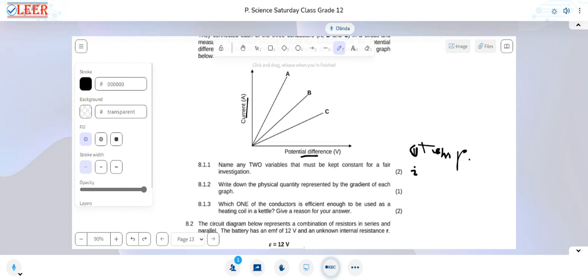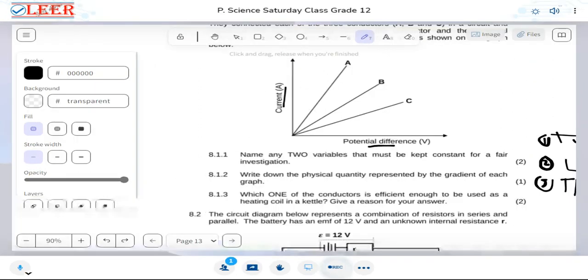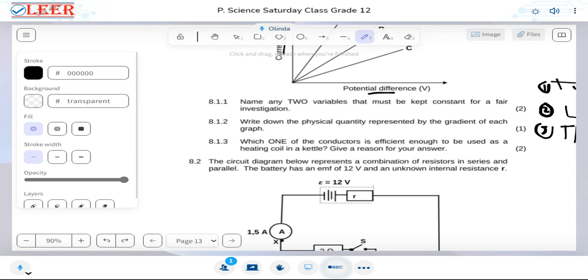The second variable that must be kept consistent is the length of the conductor, because if it varies, it will affect the resistance. And the third thing, I know they asked for two, could also be thickness. You need to keep the thickness consistent. So just to go over the answers: temperature, the length of the conductor, as well as the thickness of the conductor. Those are all acceptable answers.